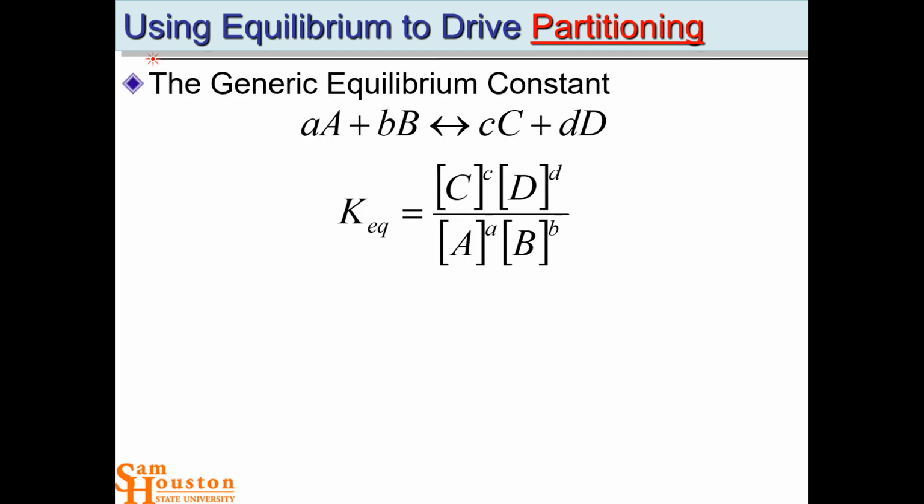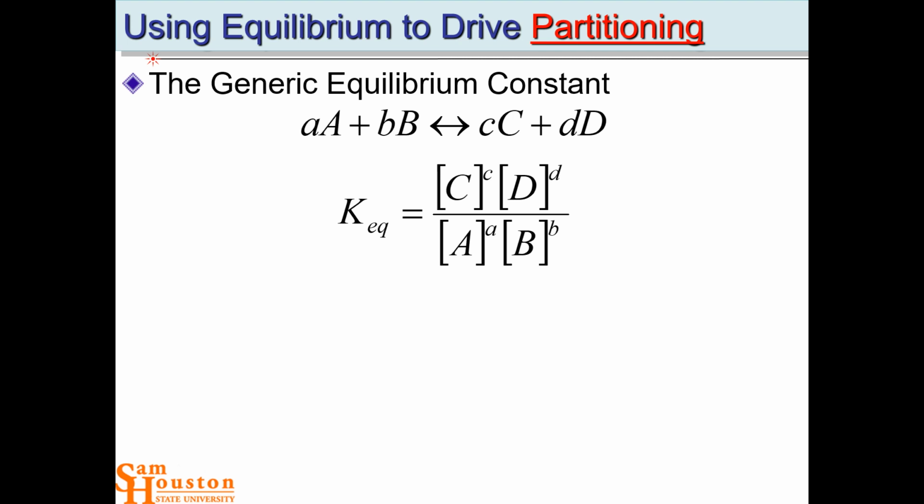And so this is using that equilibrium to drive partitioning. Let's go back to that generic equilibrium reaction or equilibrium constant. If you have this generic reaction, the equilibrium constant is products over reactants, and then they're all raised to the number of moles. So you have the concentration of C, and if you really need to review, that square bracket means the concentration of C. The concentration of C raised to the number of moles of C, and the concentration of D raised to the number of moles of D. And so this would be the equilibrium constant.